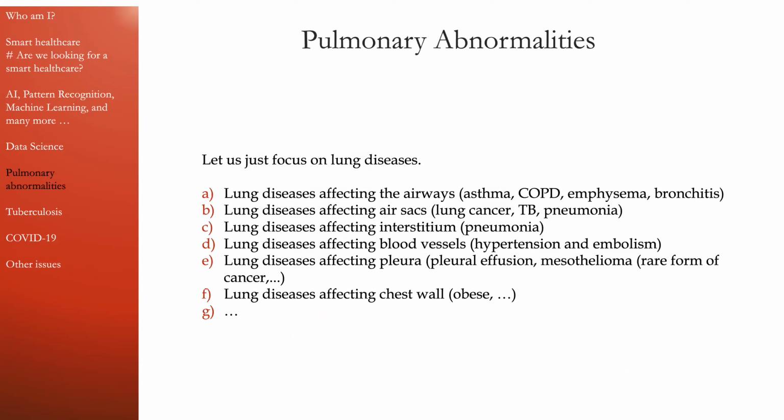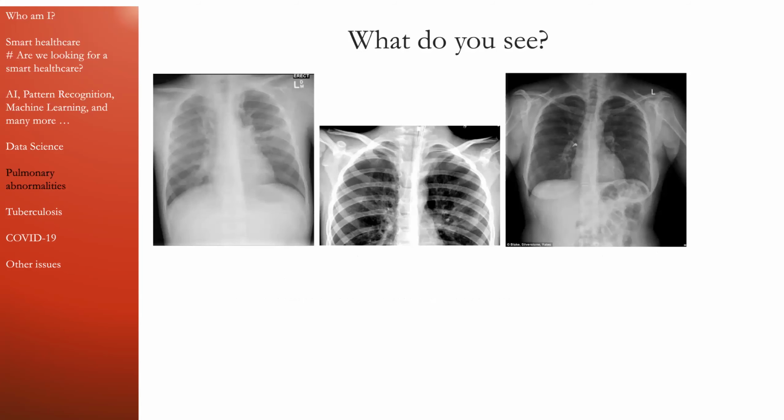Pulmonary abnormalities, basically the problem in lungs. So it means lung disease. One is asthma, lung cancer, pneumonia, tuberculosis, all kinds of things. Basically, we go up to COVID-19. What are you seeing here?